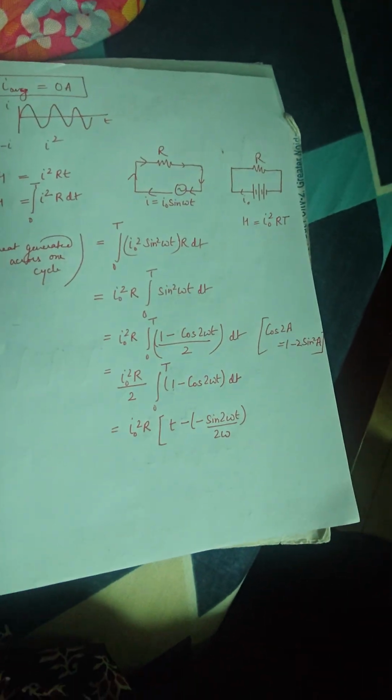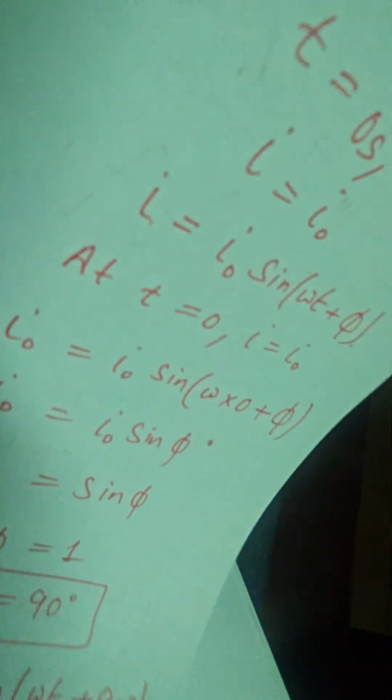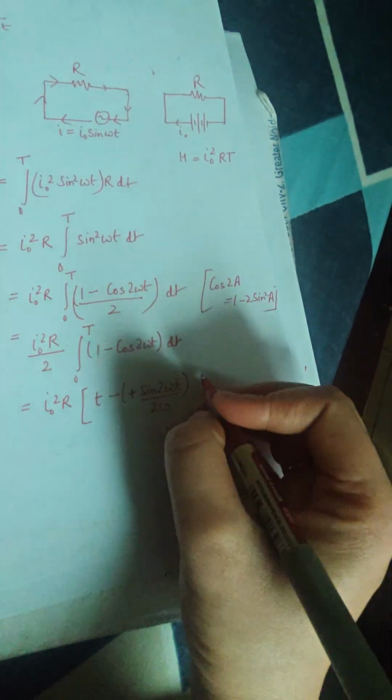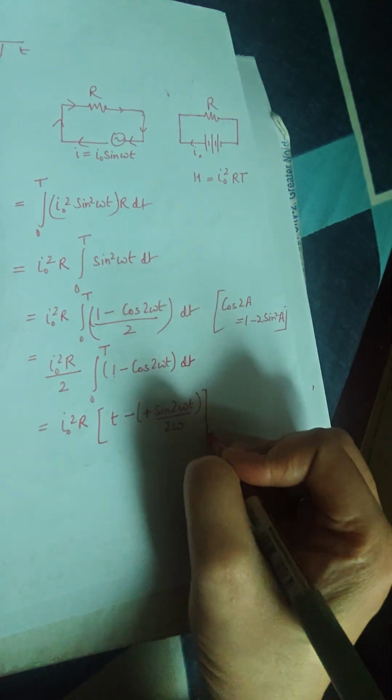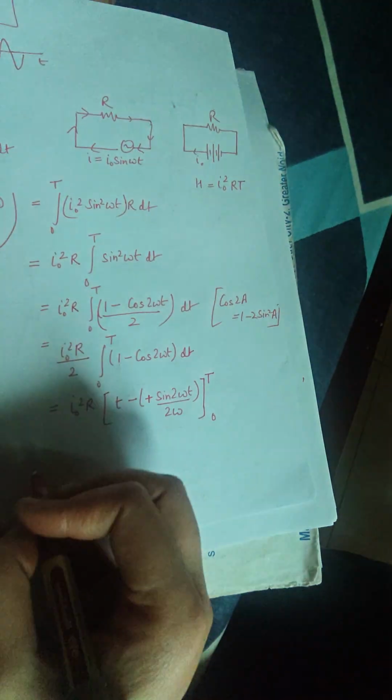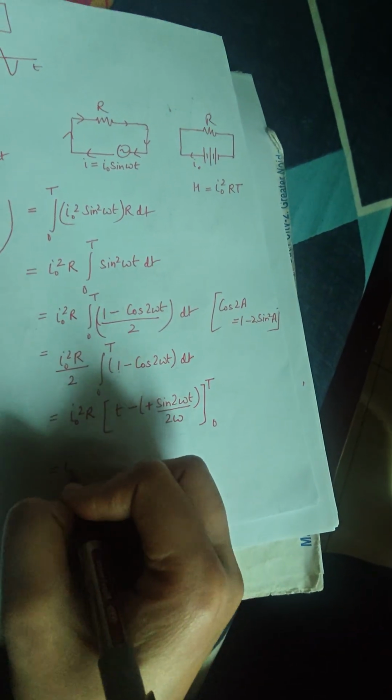Am I correct? For the previous case, we took the integration of sine as minus cos. So the integration of cos would be plus sine, it's not minus, it's plus only. Yes, so now I'll put the limits here.